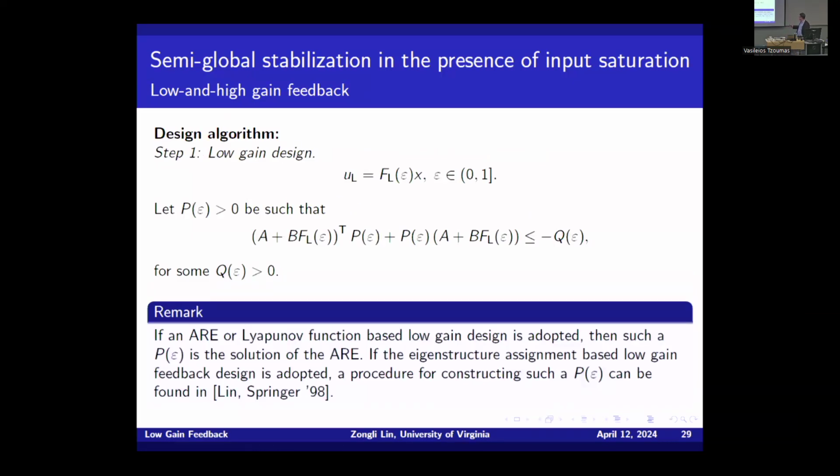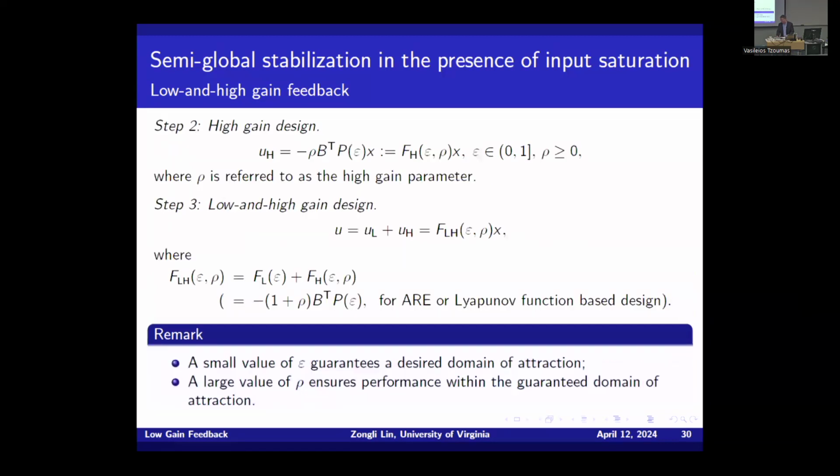The low and high gain design has 2 steps. The first step, I will design low gain feedback like this. Once I have low gain feedback, I will construct a Lyapunov function through this equation, P here, right? If I use ARE, this P is already given, right? With that, I can take advantage of the infinite gain margin property of LQR, right? So basically, if I design a high gain part, the gain here is like this LQR, right? You add this term here, then the stability property will be retained.